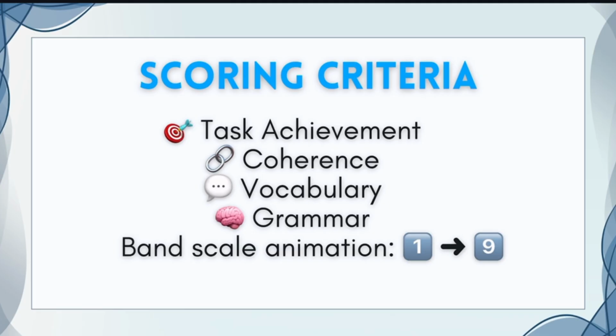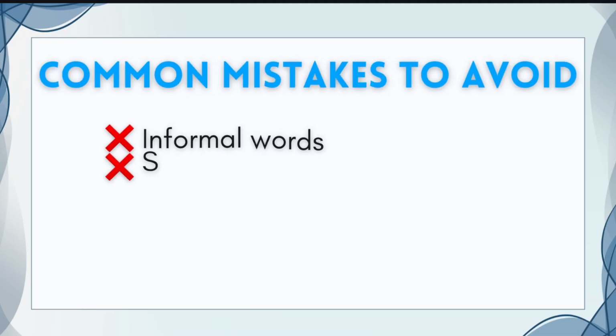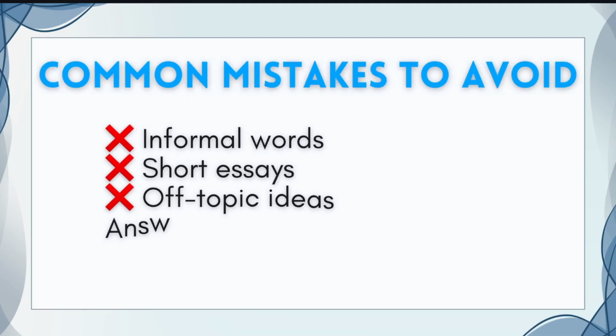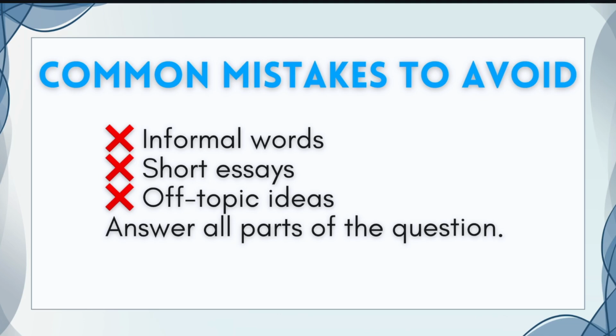Next, let's find out how your writing is assessed by examiners. Your writing is scored using 4 key criteria: task achievement, how well you answer the question; coherence and cohesion, how logically your ideas are connected; lexical resource, the range and accuracy of your vocabulary; and grammatical range and accuracy, how well you use grammar and sentence structures. Each area is equally weighted, and your overall band score is the average of the 4, from 1 to 9.